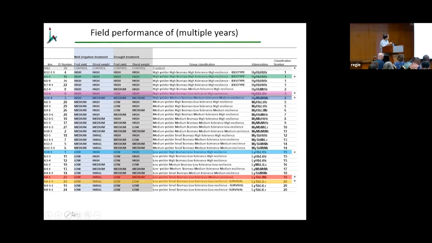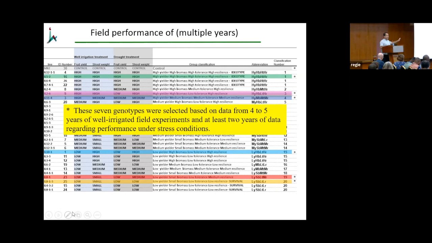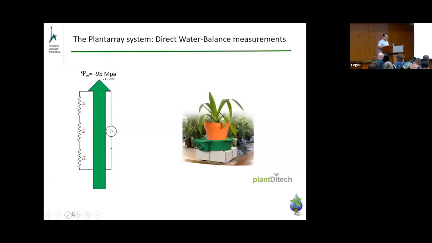This is line 5.2, remember the name, and these, 2.6, are idiotypes. What do I mean by idiotype? In the field, for at least 4 to 5 years, they produce more yield, sometimes more biomass, sometimes not. And we also took, of course, some bad ones. Look at this 18.1, just for example. And we screened those lines.